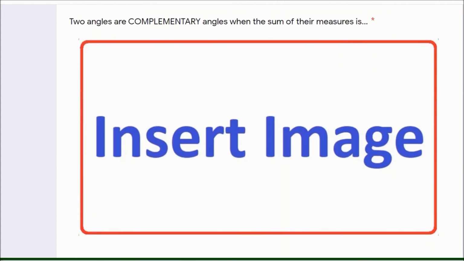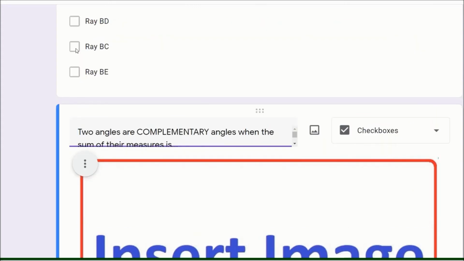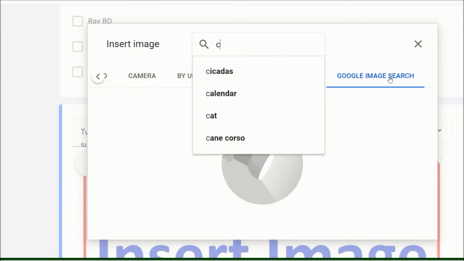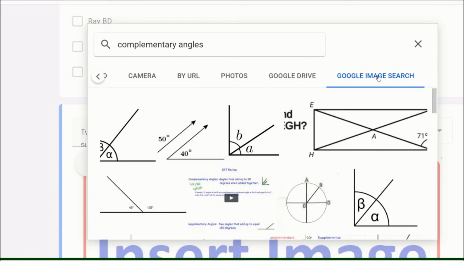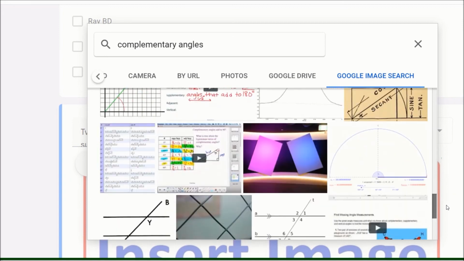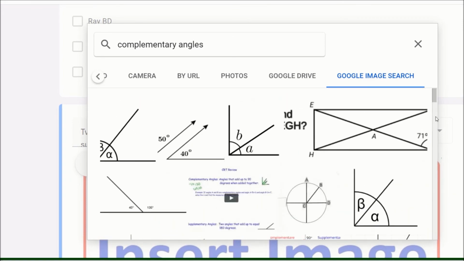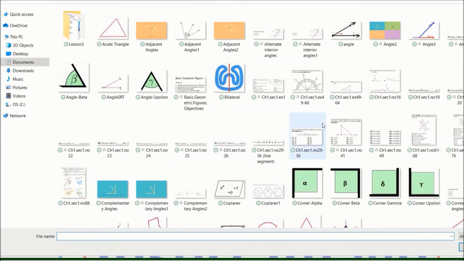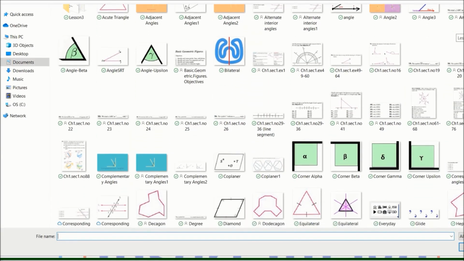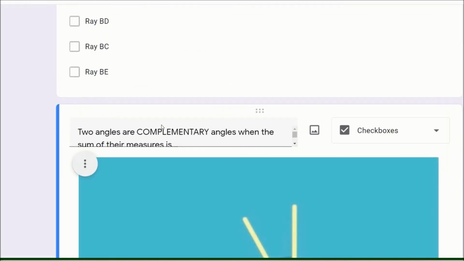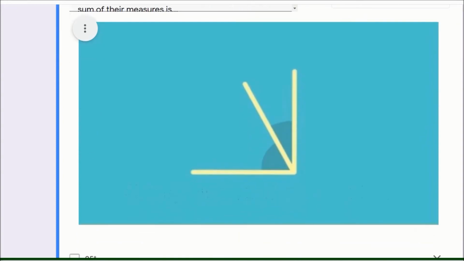Here we're trying to reinforce what we're doing with complementary angles. Two angles are complementary angles when the sum of their measure is, and we have an image here that we're looking for. We go into the Google search again for complementary angles. Here I didn't find the one that I really liked on Google search, so I pulled one from my computer that I will provide students as an example of a complementary angle that fits this definition. And here it is.